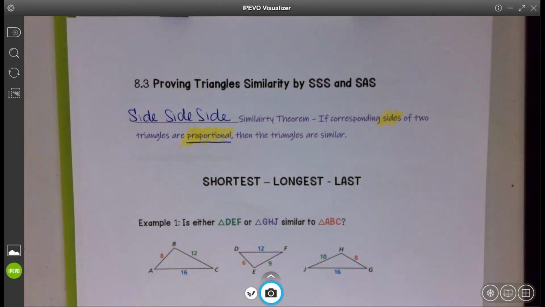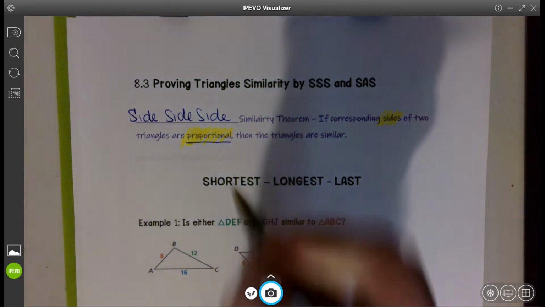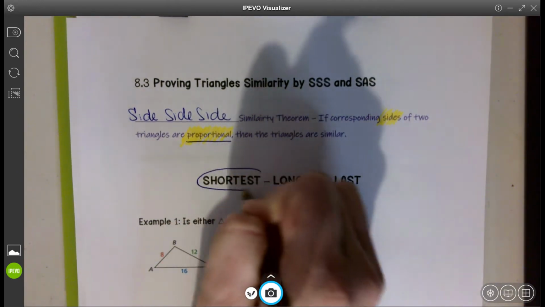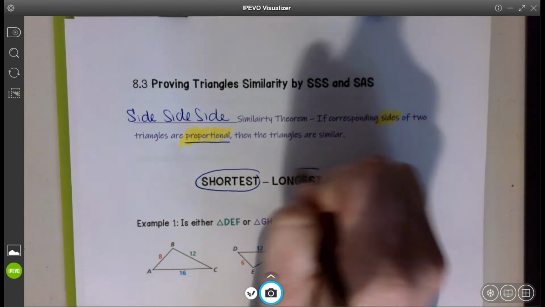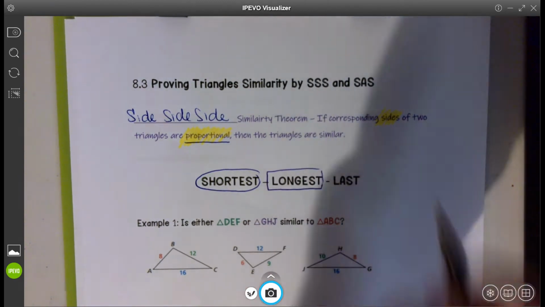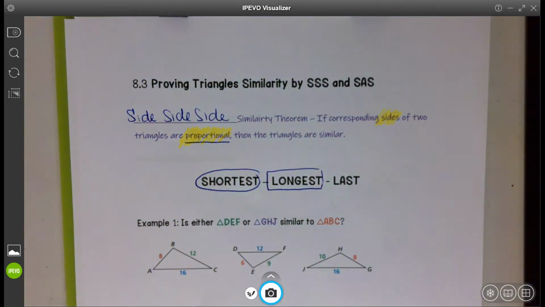This is when I use the shortest, longest, last method. So I match up my shortest sides to each other, then the longest sides to each other, and then the last will get paired together. Notice I used a circle for the shortest, a rectangle for the longest, and I left the last one blank. I'm going to continue on with that note-taking skill in example 1.